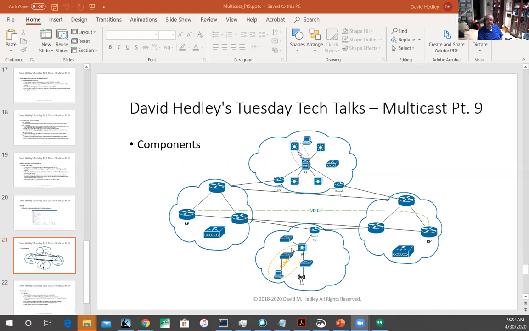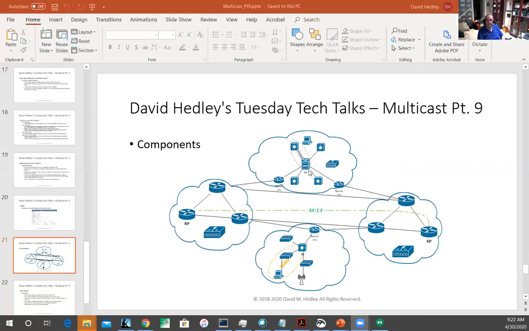So we started with just the basic layer 2, what IP range, what the MAC addresses look like, how the MAC addresses are formatted. We talked about IGMP, the 3 versions, 1, 2, 3. We've talked about PIM, and we've talked about sparse mode, sparse dense mode. We talked a little bit about bidirectional over time.